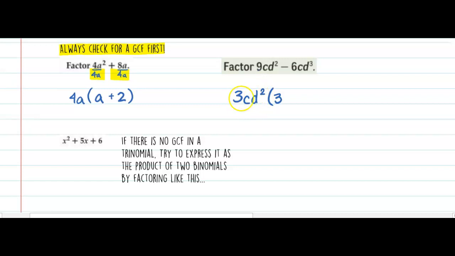3CD squared times what is 9CD squared? Just times 3. That's it. We're already there. 3CD squared times what gives me negative 6CD cubed? Well, I would need negative 2. 3 times negative 2 is negative 6. C is already there. D needs to multiply by a factor of D squared and needs to multiply by a factor of D to get back to D cubed.